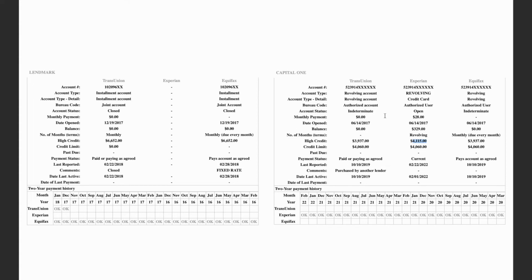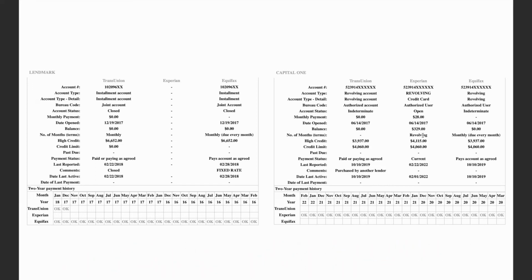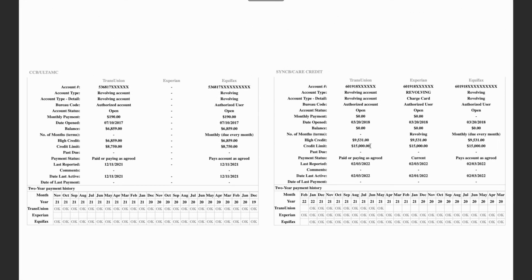So this is one that I would actually dispute and say, hey, this is an authorized user. This is not my account. I would like it removed. And it's actually not even reporting accurately. So what's the point? The balance is not accurate. They're different on each one. The monthly payments are different. The credit limits are different. So definitely be mindful of becoming an authorized user on somebody's credit report.